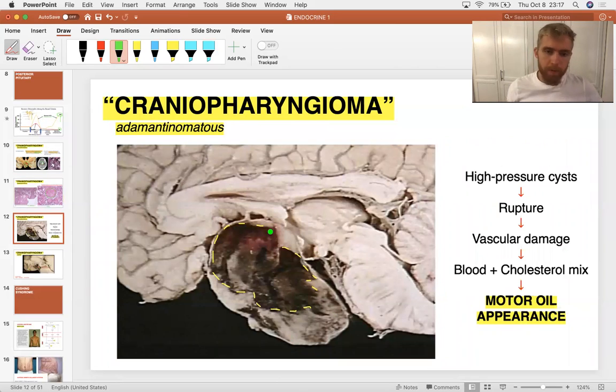Here's your motor oil appearance. That's a very dark tissue. You can tell that that's absolutely abnormal and can get pretty big too. And the motor oil appearance is going to be from this combination of blood and cholesterol kind of mixing together. And why would they mix? Well, you've got some sort of vascular damage, a hemorrhage of some sort that's created by the rupture of these high pressure cysts. And cysts are a hallmark of epithelial tumors. And so these epithelial cells just divide, and they're secreting products into a lumen, and then eventually that just becomes cystic and it can get so large that it ruptures.